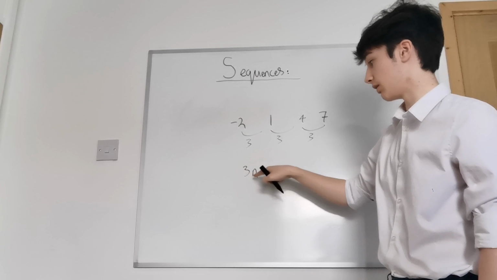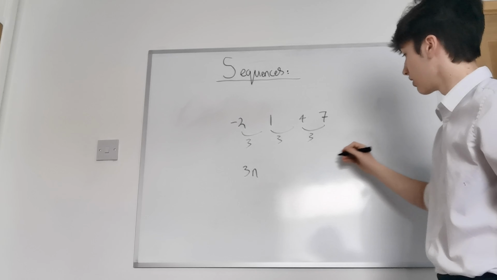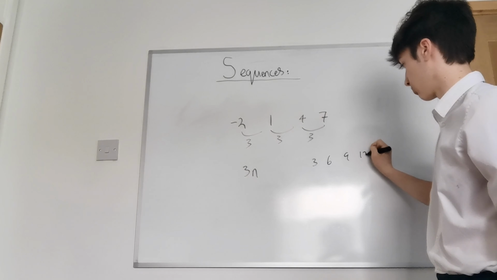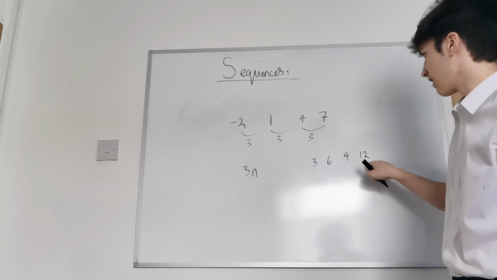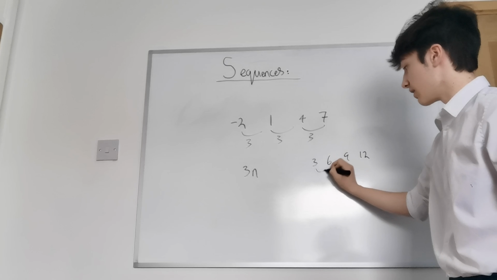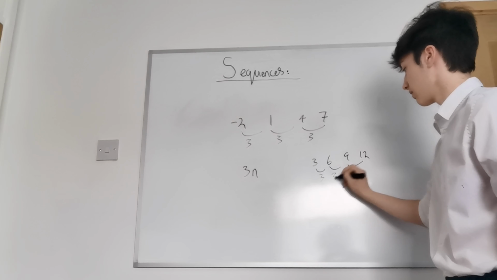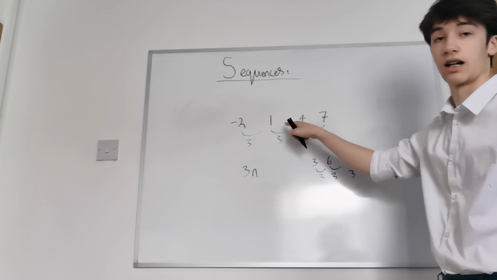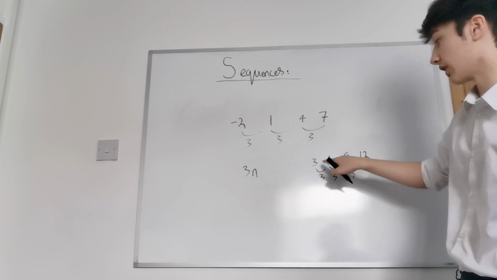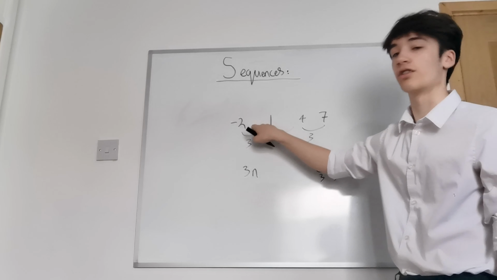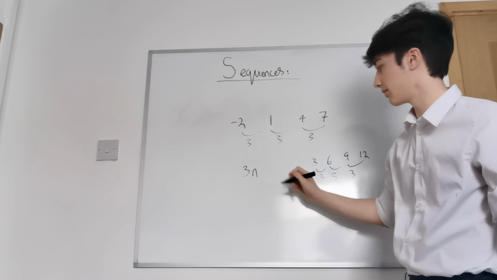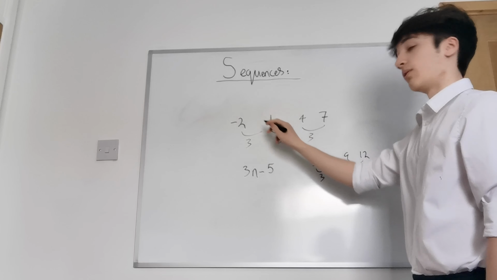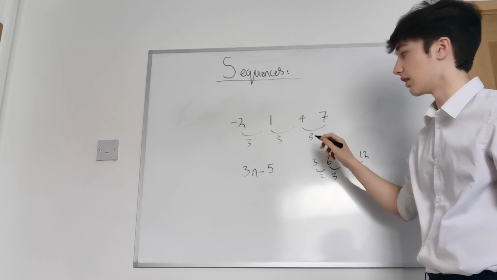So if we look at what the sequence 3n is, we find that it's 3, 6, 9 and 12. So you can see that that is not the same as this, where this sequence also goes up in 3s. Meaning we just have to take away something from this sequence to get down to this sequence. So we can look at, how can we get from 3 to minus 2? We minus 5. So we write minus 5 here. And this is the rule for a linear sequence. And it's different for each one.